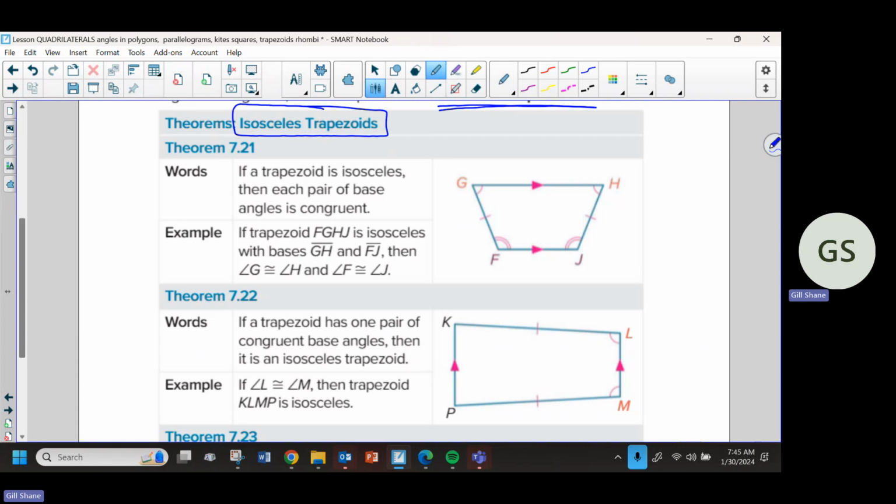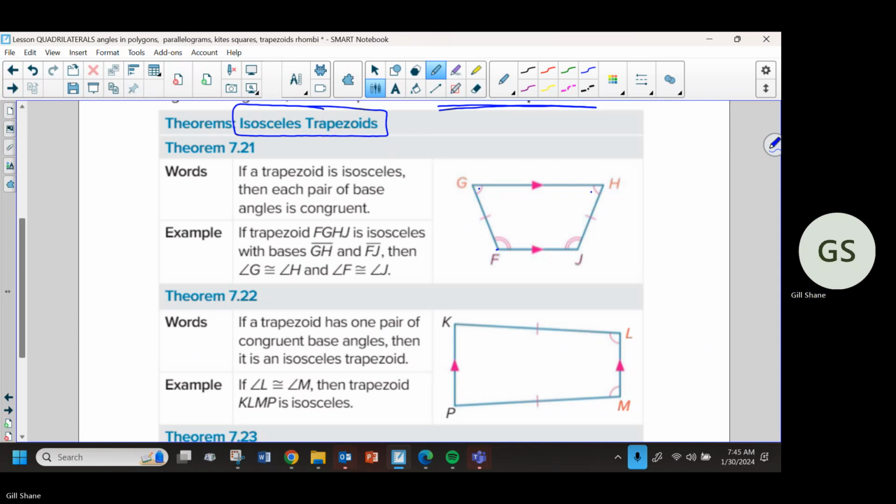That's the parallel side, so it'd be the angles at the ends of the base, or at the ends of the base up top. So the base angles are going to be congruent. Again, those two are congruent to each other, and these two are congruent to each other. That's the first thing about an isosceles trapezoid.